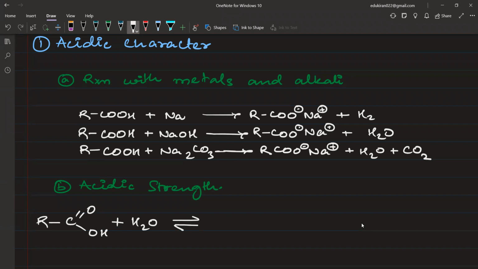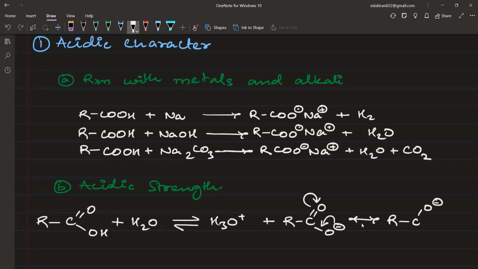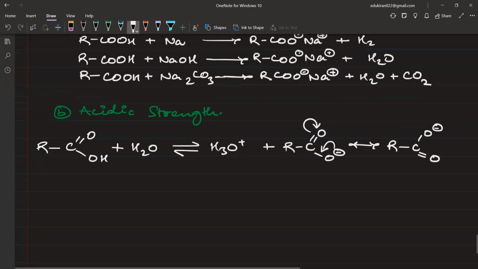What happens to water when it gets H plus ion? It converts itself to the hydronium ion, H3O plus, and we get RC double bond O negative. Now this carboxylate ion is resonance stabilized. That is why it can easily liberate the H plus ion. It can release the H plus ion.